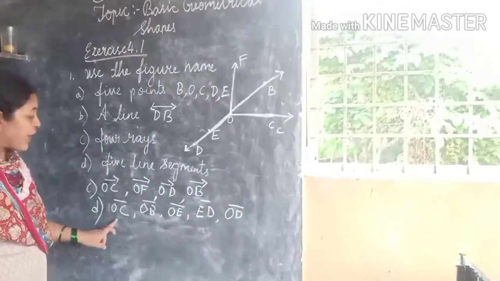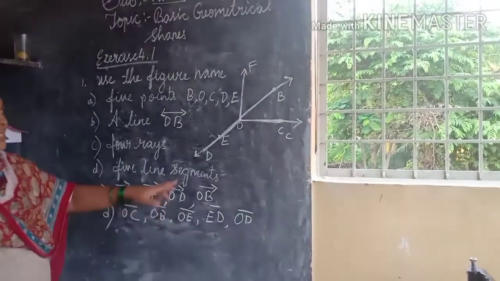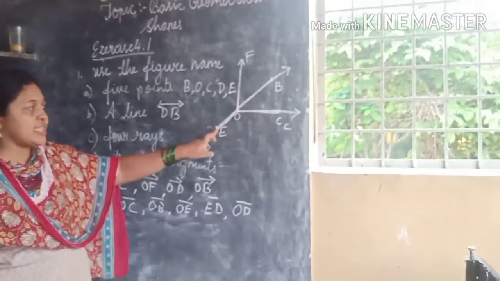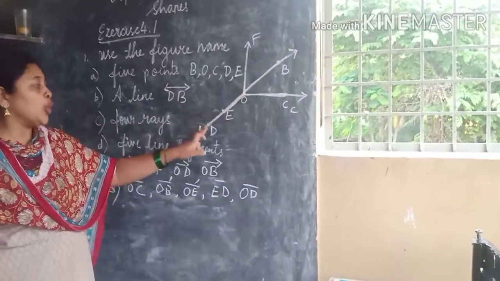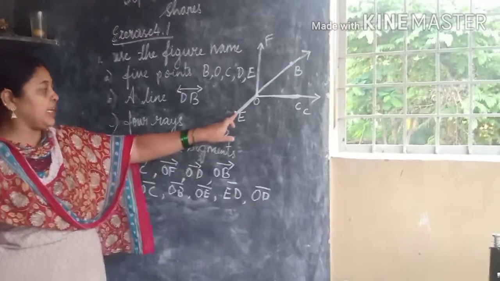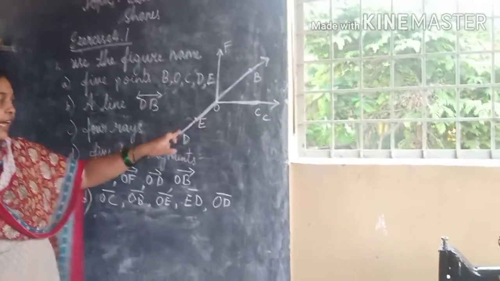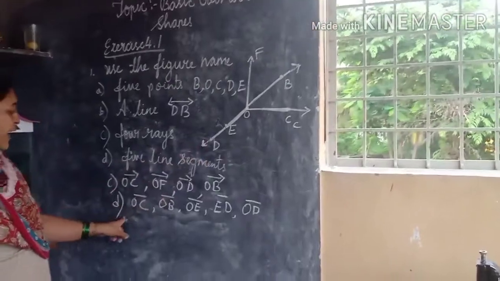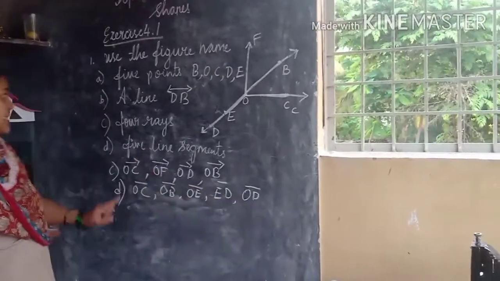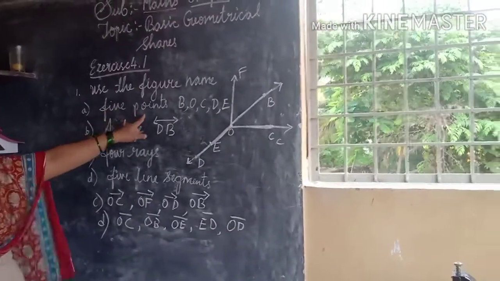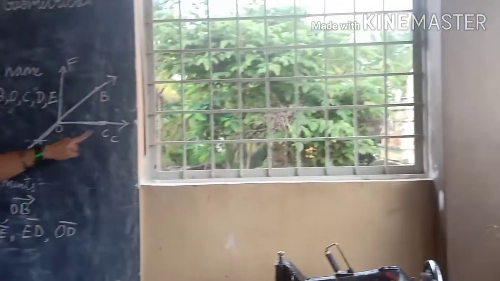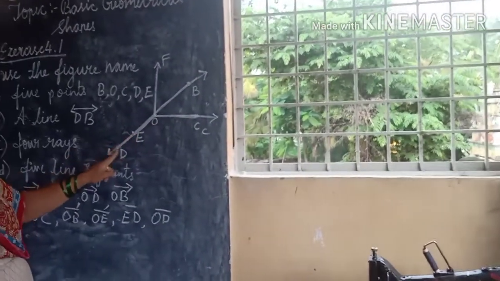Yes, so we will get 5 line segments. From O to E also there is a line segment. From O to D also there is a line segment. From E to D also you have a line segment. So we will get 5 different line segments. Are we clear here? 5 points. Take them as B, C, O, E and D.